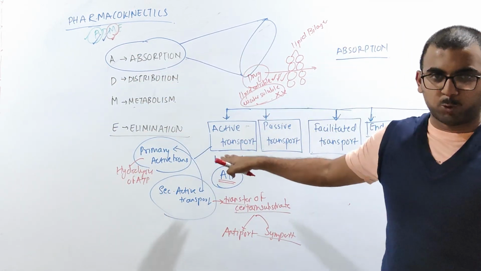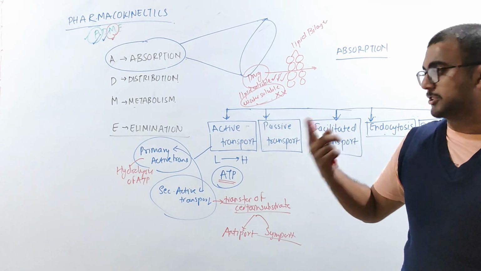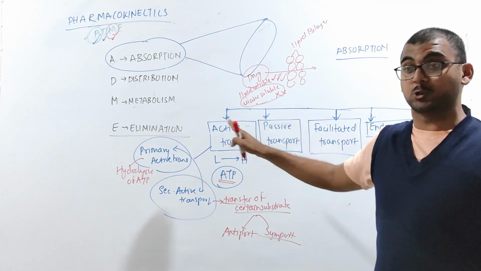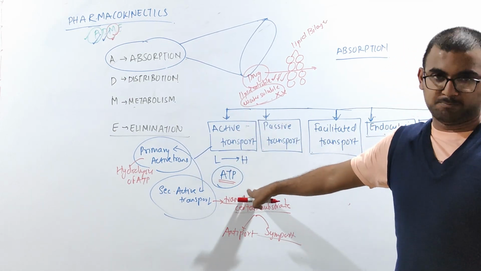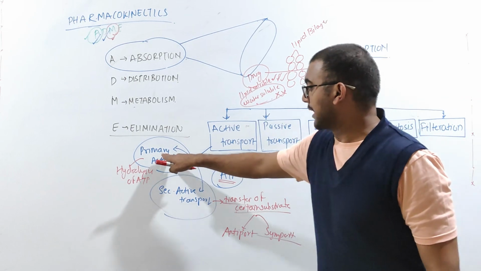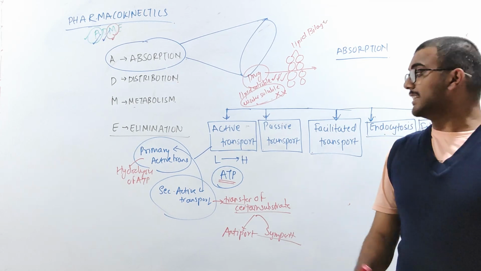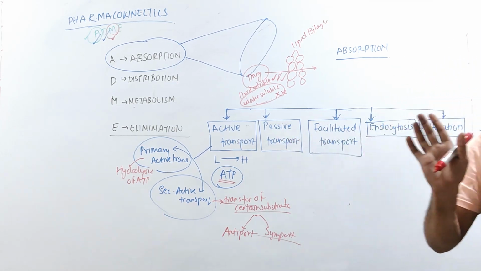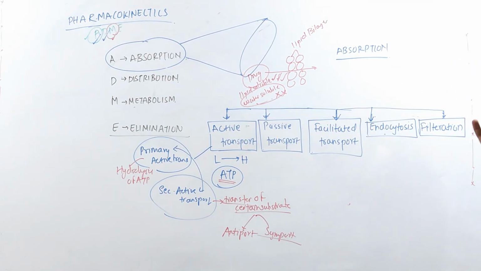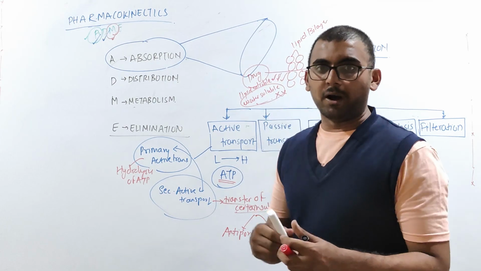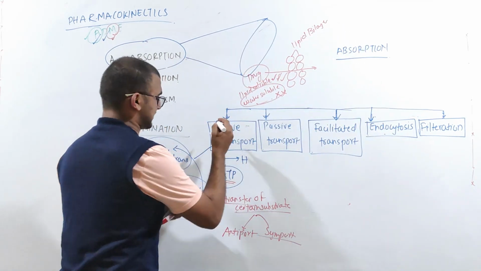So mainly, active transport is against the concentration gradient, moving from lower concentration to higher concentration, and here you need ATP. Again, you divide it into two types: primary active transport and secondary active transport. I hope it is clear up to here. The major drug which comes under active transport, remember, is levodopa. Absorption of levodopa, I just write it over here.